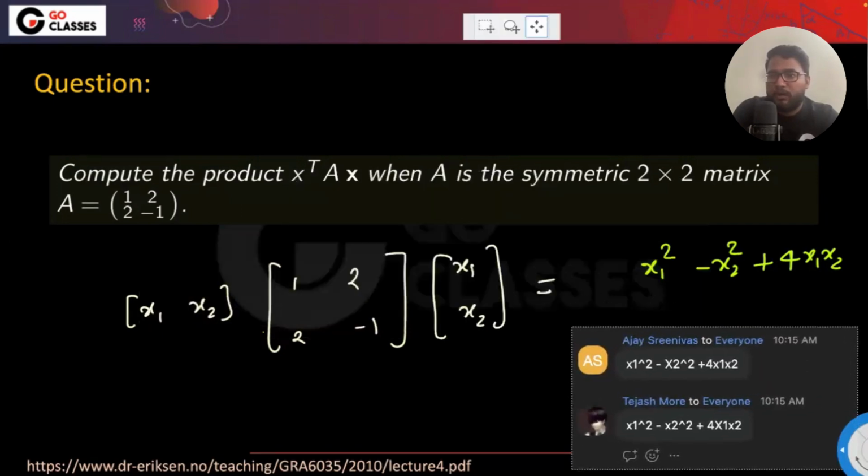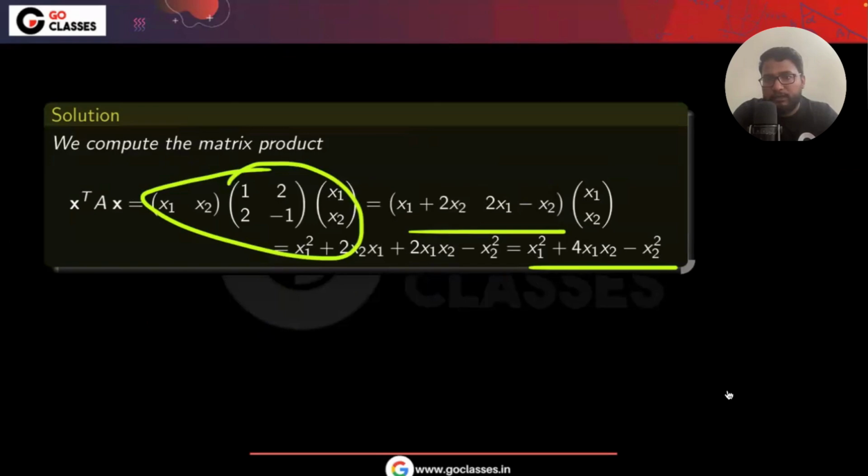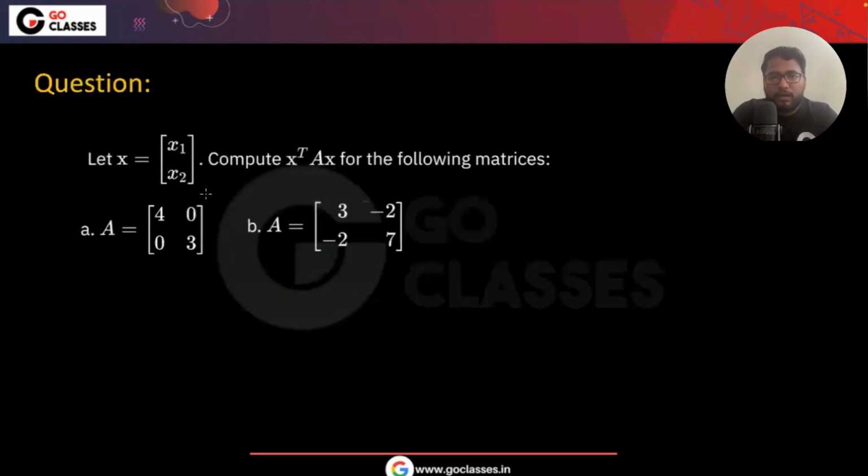Great. Now let's move to the next question. See here, they multiplied and got the same answer. I think they first multiplied these two, which is fine, and then multiplied these two. By the way, most of the material of this particular class I have taken from David Lay. It is one standard book you might know; if you don't know, that's fine.